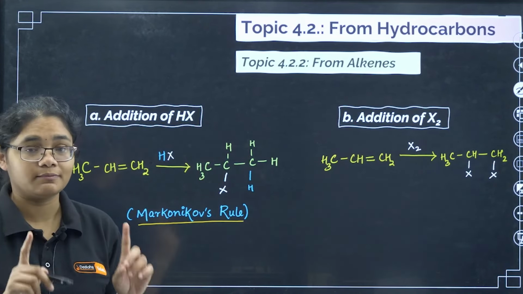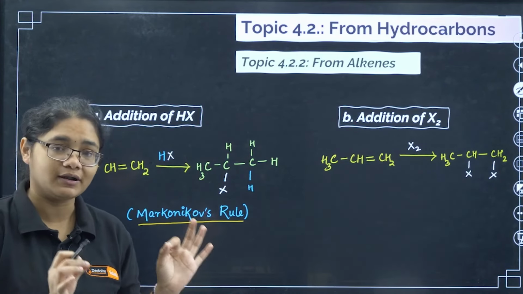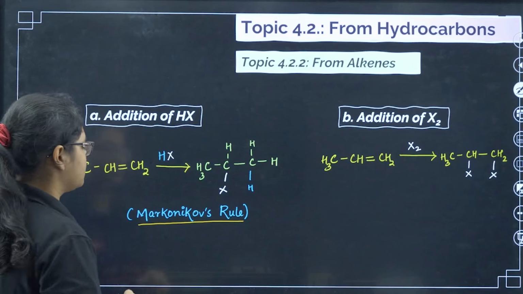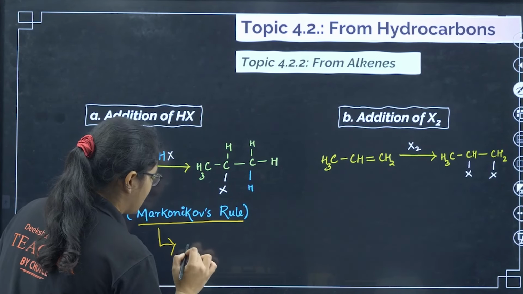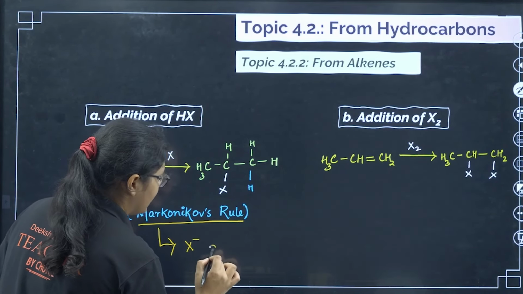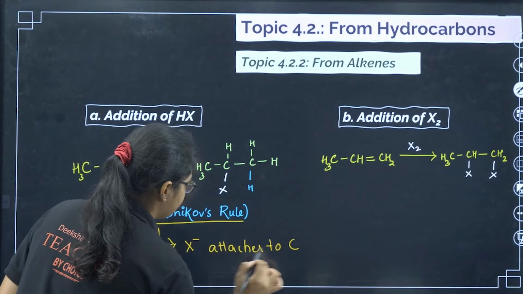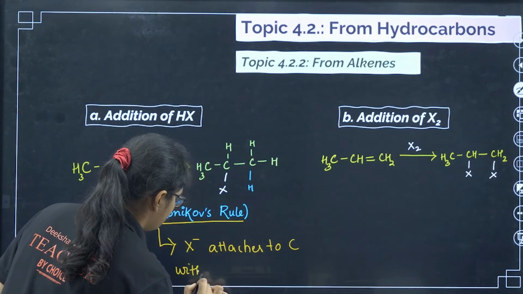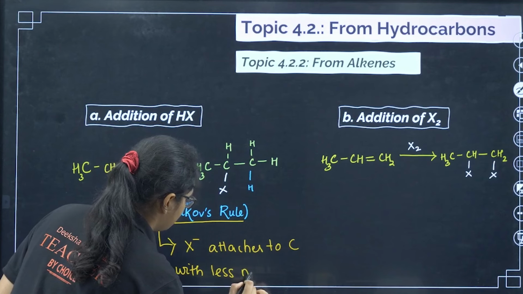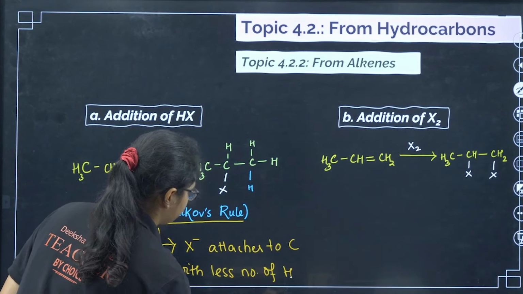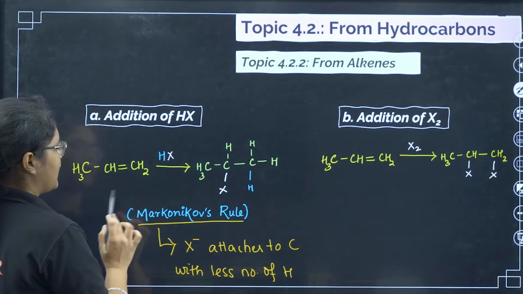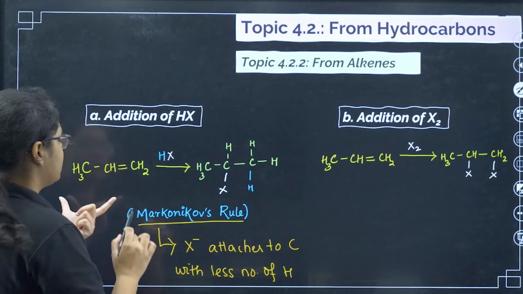Now those who have not remembered Markovnikov's rule, it was taught in class 11. And what is Markovnikov's rule? Markovnikov's rule tells you that X minus attaches to the carbon with less number of hydrogen.